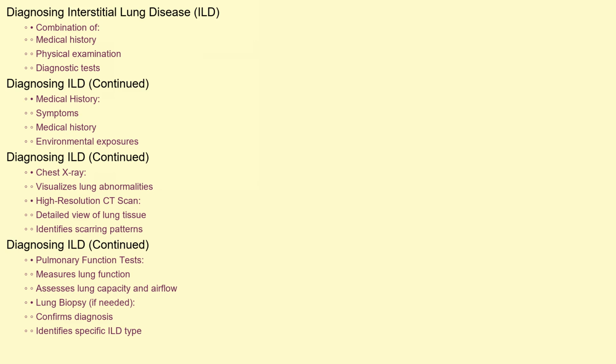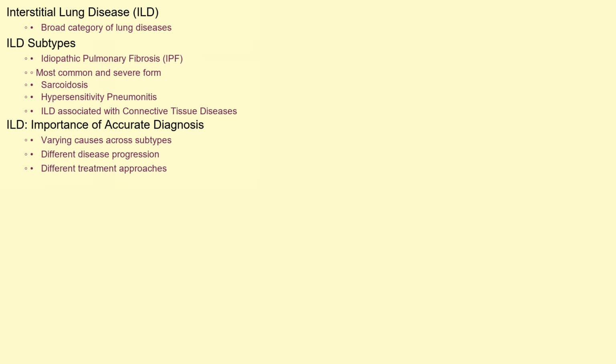In some cases, a lung biopsy, where a small sample of lung tissue is removed for examination under a microscope, may be necessary to confirm the diagnosis and identify the specific type of ILD. ILD is a broad category encompassing numerous subtypes. Idiopathic pulmonary fibrosis, or IPF, is the most common and most severe form. Other types include sarcoidosis, hypersensitivity pneumonitis, and ILD associated with connective tissue diseases. These different types of ILD have varying causes, disease progression, and treatment approaches, highlighting the importance of accurate diagnosis.